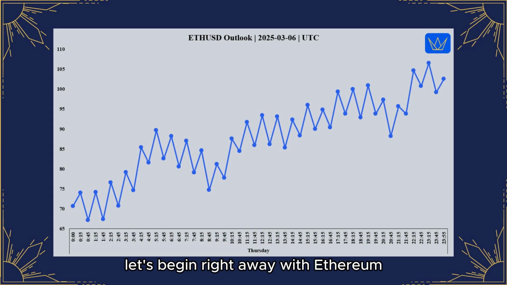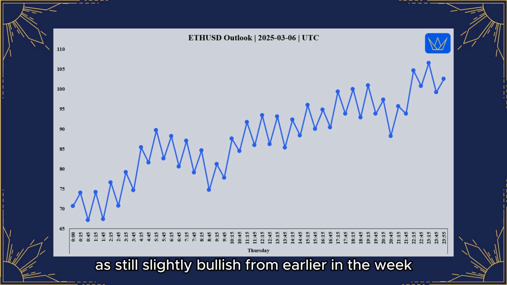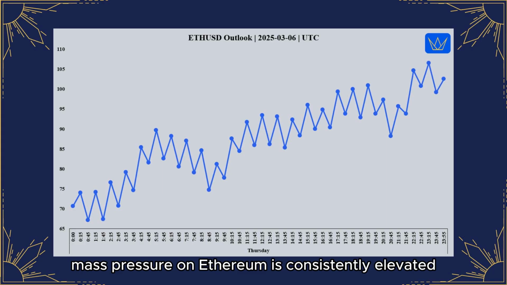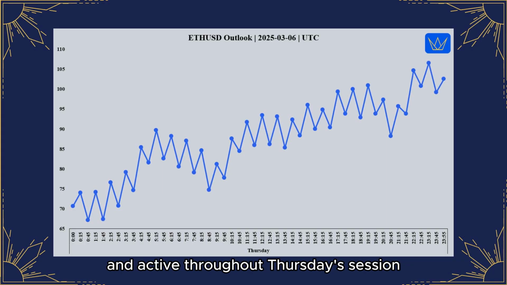Let's begin right away with Ethereum. Our fundamental outlook, carried forward as still slightly bullish from earlier in the week, remains relevant. Now, when we examine the mass pressure chart specifically for Thursday, March 6th, 2025, we observe a distinct profile. Mass pressure on Ethereum is consistently elevated and active throughout Thursday's session, holding predominantly in higher ranges.